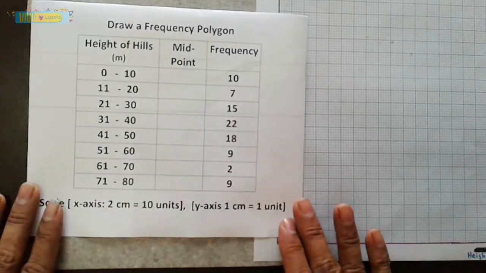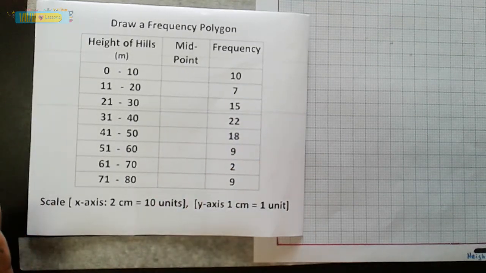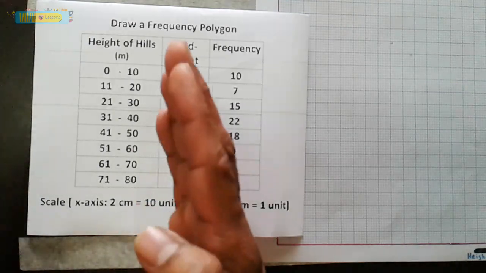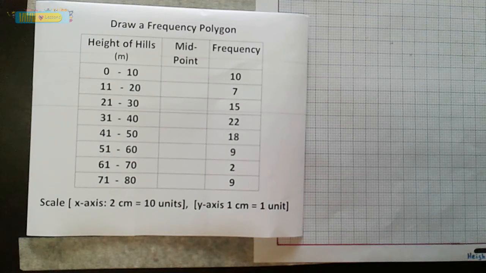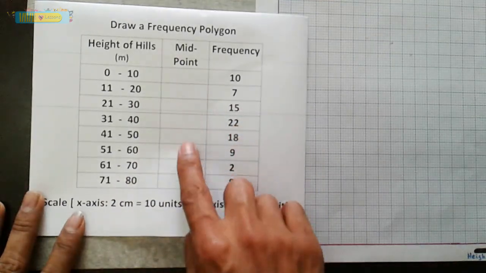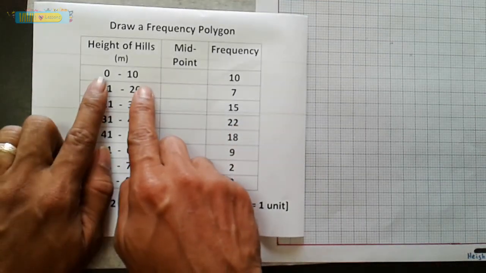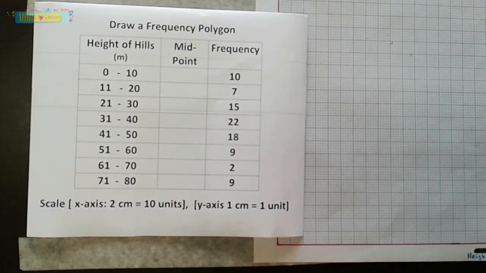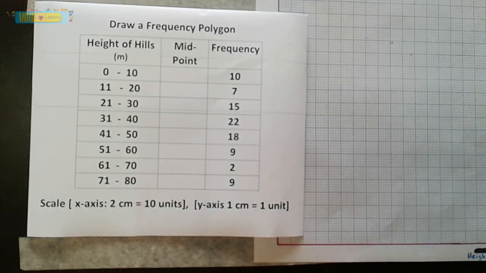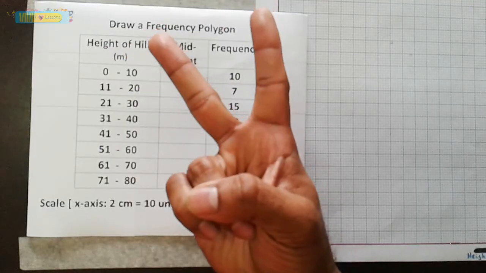Now, for the frequency polygon, remember in the cumulative frequency and the histogram, you had to find the upper class boundary and the lower class boundary. For the frequency polygon, you don't need to find either of those. Instead, you need to find the midpoint of the range. For example, between 0 and 10, we need to find the midpoint of that to plot our graph. Now, how do you find the midpoint of something? All you need to do is add the two numbers and just simply divide by 2.